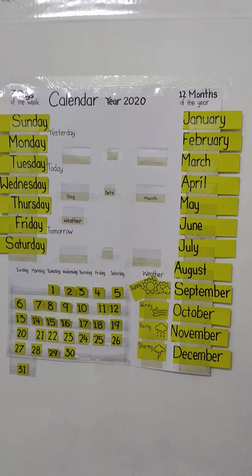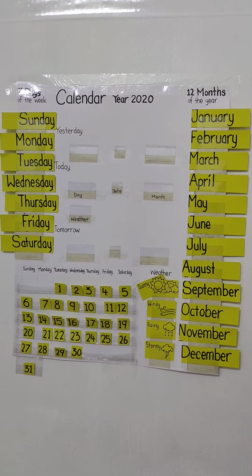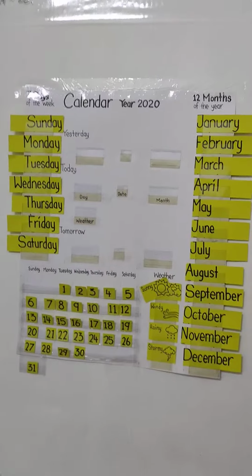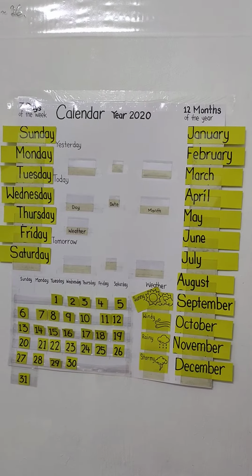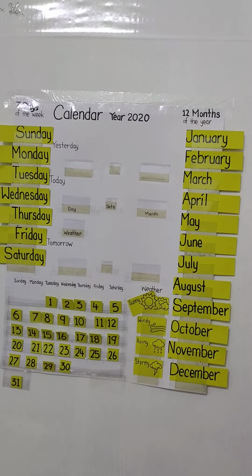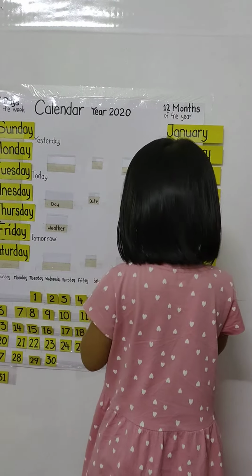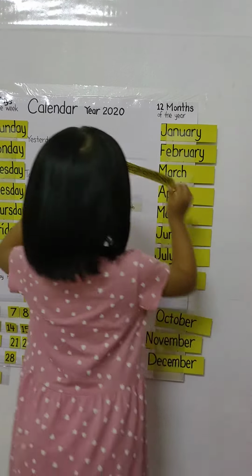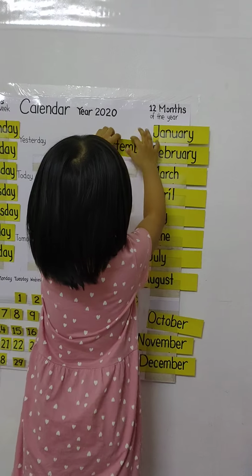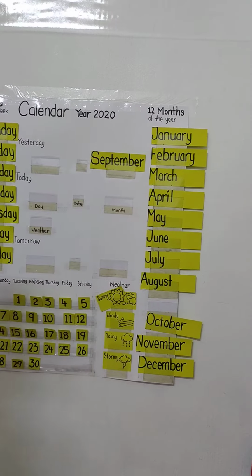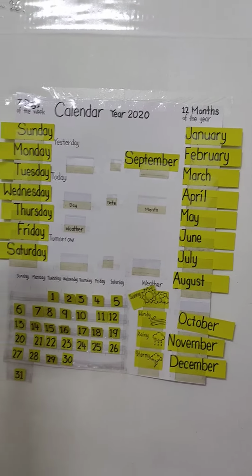Lisa, what is the month? September. Can you put the September into the month column? Okay. What is the day today?